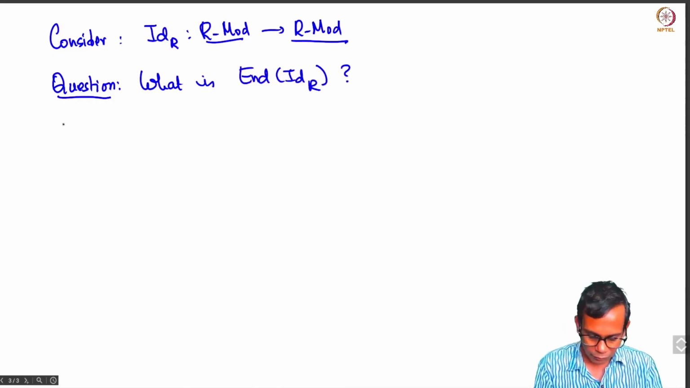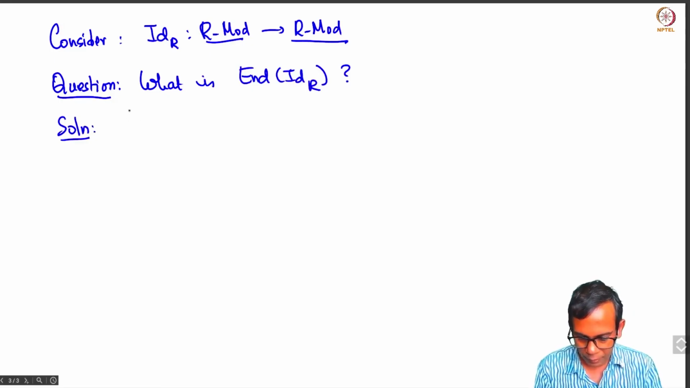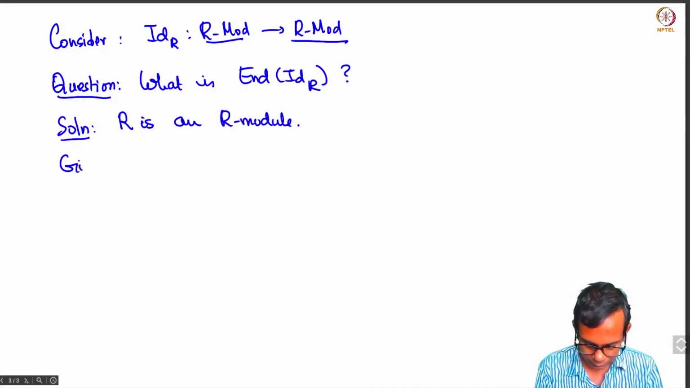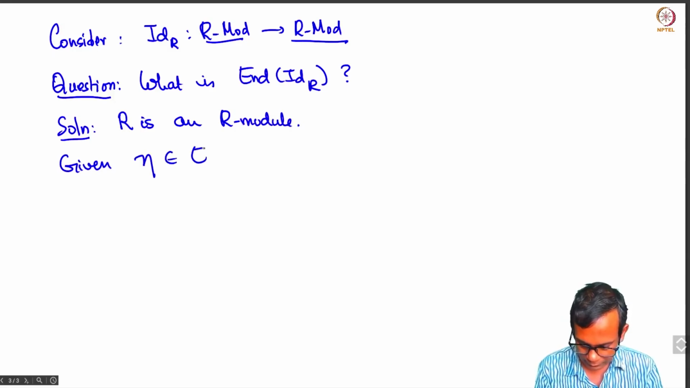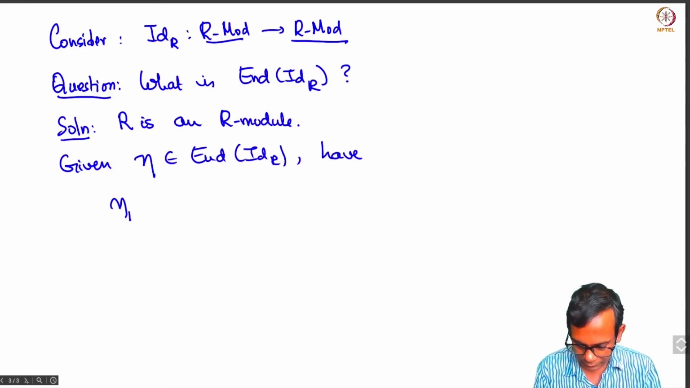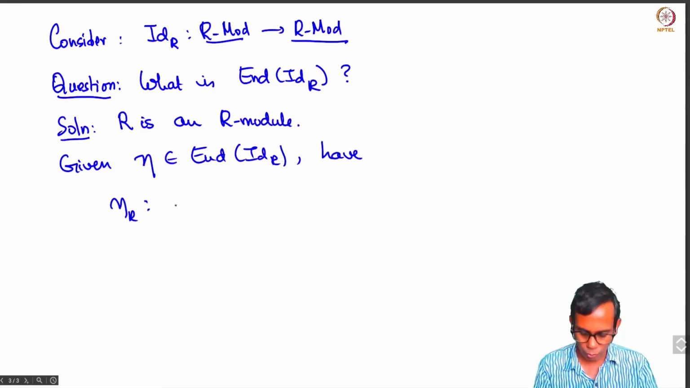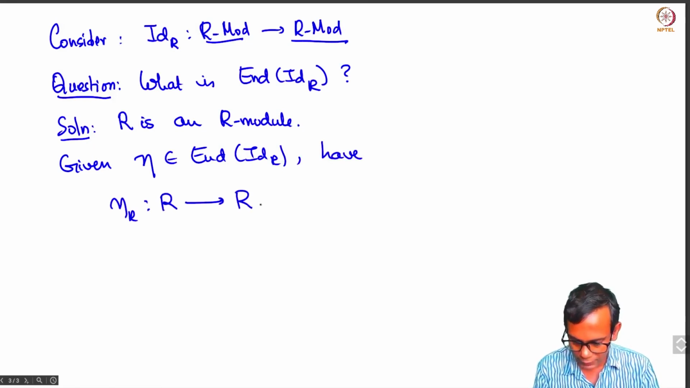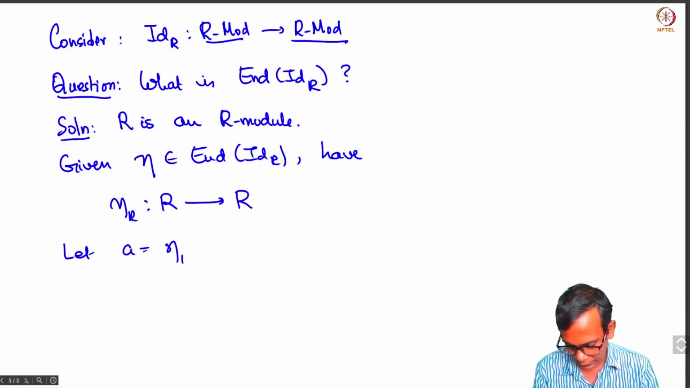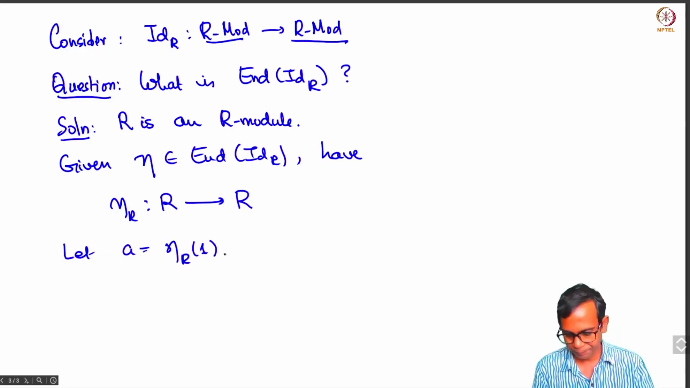Now we can proceed as before. We have an R module R. So given eta in End of the identity, we have eta_R. Now earlier this eta_R was from omega(R) to omega(R), but this time it's an R module homomorphism from R to R. And now let a equal eta_R of 1. But as before, we will see that a completely determines eta_R.